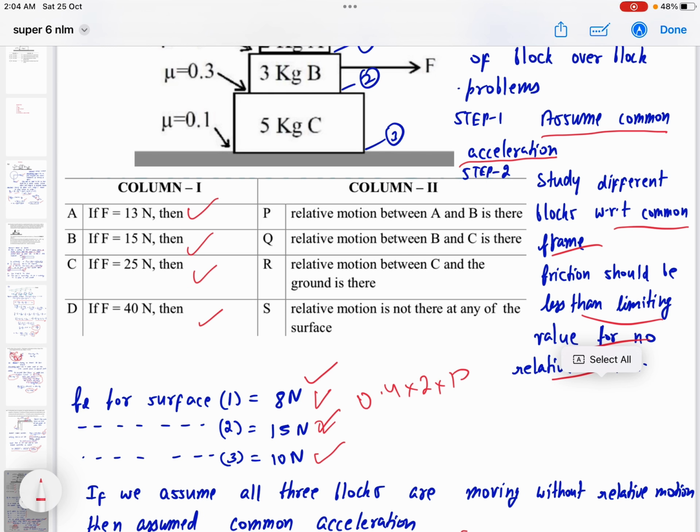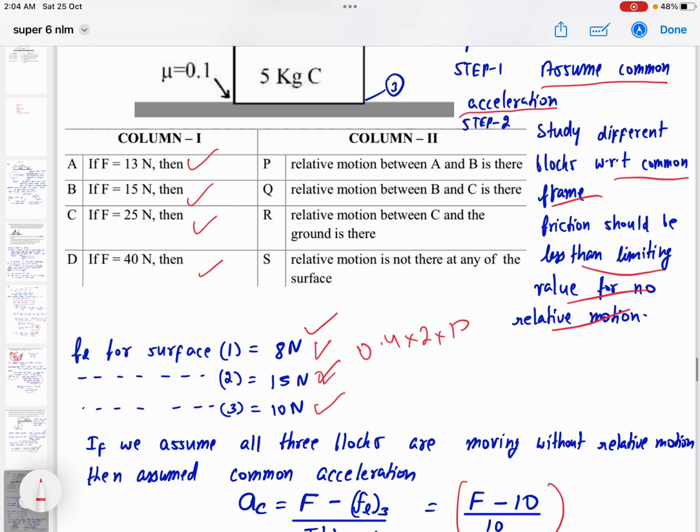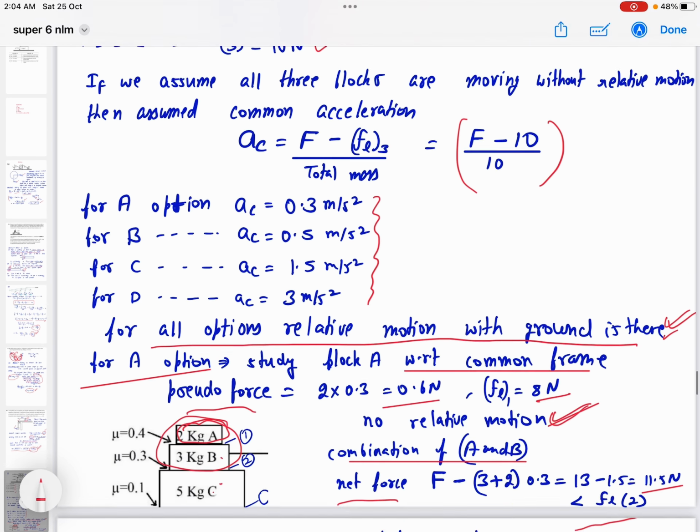Yes, so it is there. So A is matched with R, right? Relative motion is not there at N. No, that is wrong then, right? So A is matched by R.